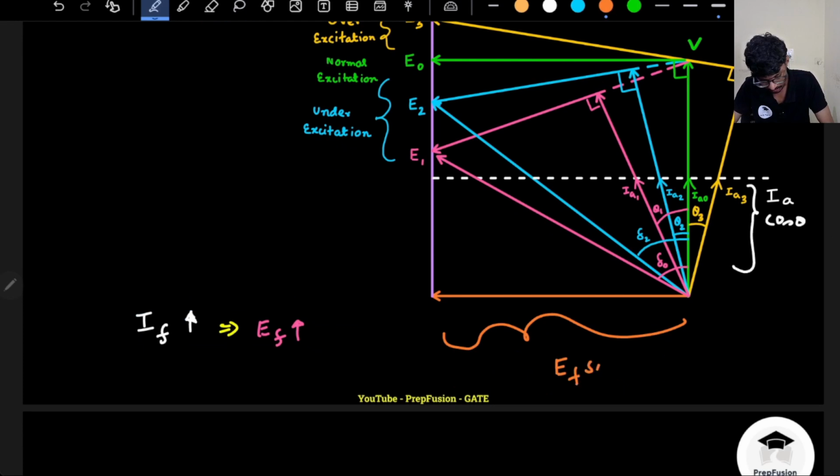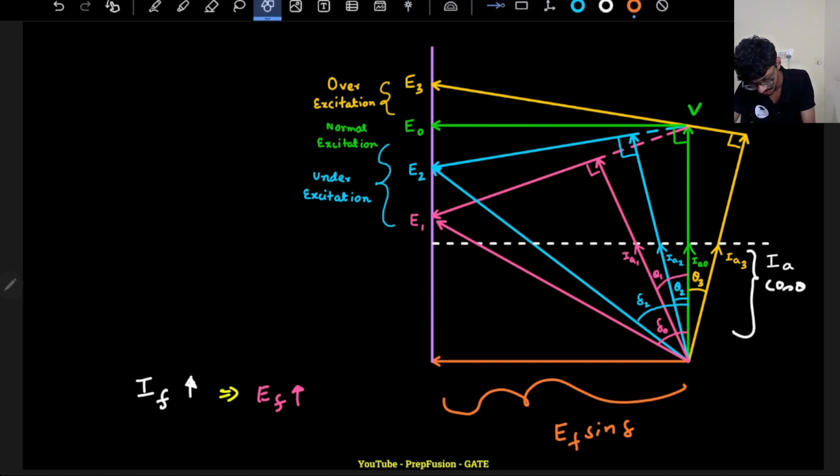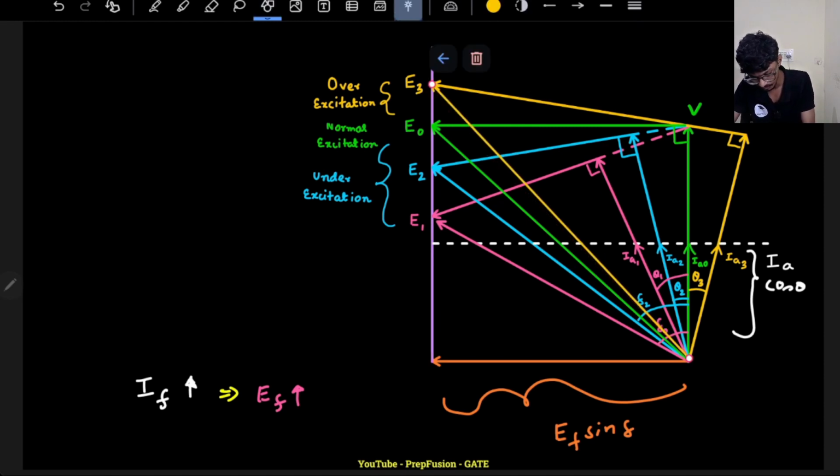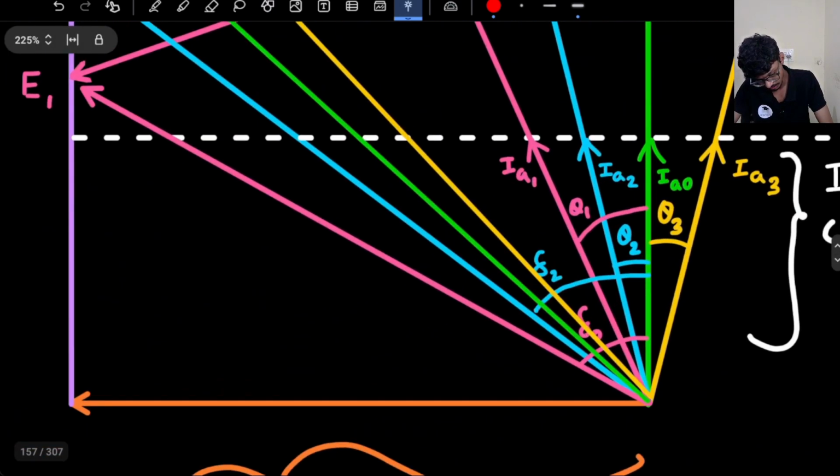EF sin delta. So for all of these E, it must touch here. So this is E1, this is E2. Why is it E0? I forgot to connect E0. This will be E0, and this will be E3. So I hope you have understood this point. I forgot to plot the graphs as well.